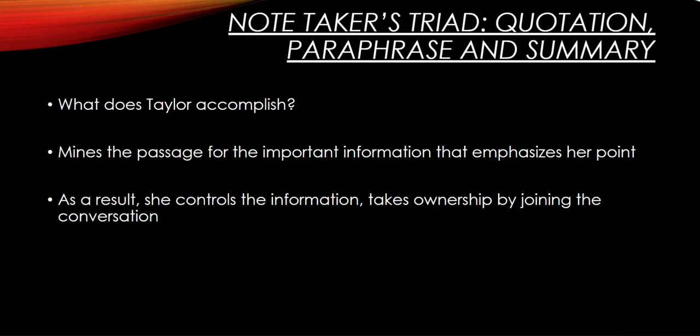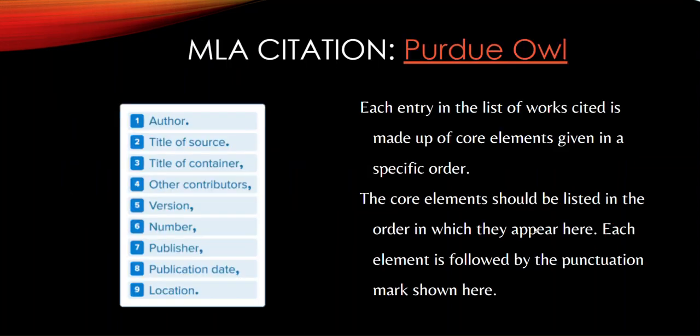So, what does she accomplish? She defines the passage for the important information. As a result, she controls the information and takes ownership by joining the conversation. Whenever you paraphrase or summarize, you're actually taking ownership of that information, putting it in your own words, and integrating it in your writing. And I think that's a really important point to make in the beginning portion of chapter 3 and writing in the middle. Also, I'll talk a bit about MLA citation.